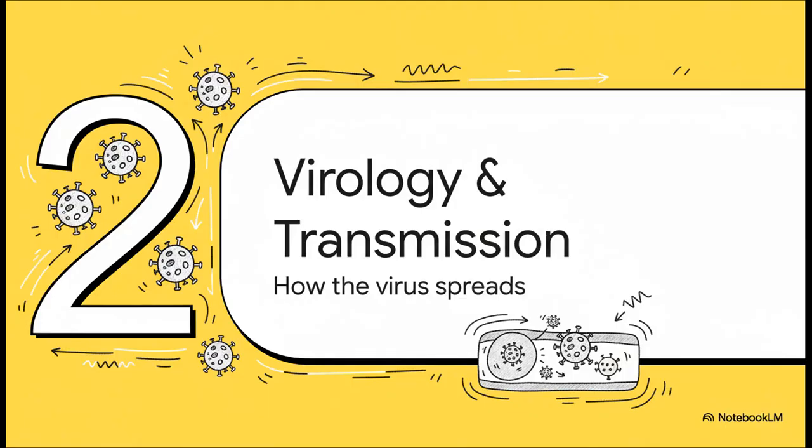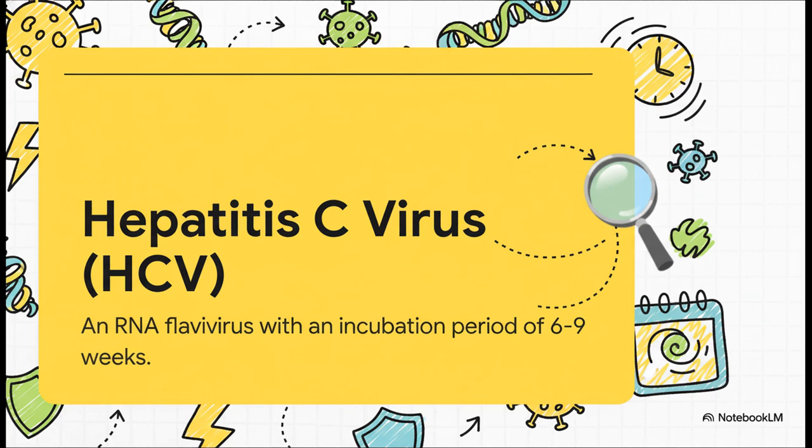Okay, let's shift gears and look at the virus itself. Understanding the bug is key to understanding the disease and how it gets around. So, what are we dealing with? Hepatitis C is an RNA flavivirus. Now, the RNA virus part is the really crucial bit. It means it's sloppy when it replicates. It mutates a lot. This is exactly why it's so good at dodging our immune system and why, as we'll see, developing a vaccine has been so incredibly difficult. And clinically, remember that incubation period? About 6 to 9 weeks.